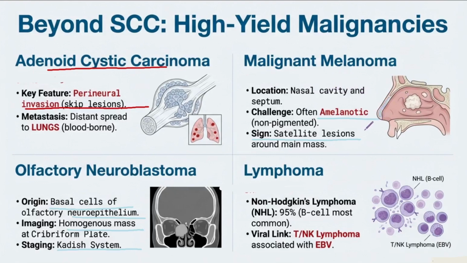And lastly, the olfactory neuroblastoma. That's a rare one. It arises from the smell receptors themselves, the olfactory neuroepithelium, right at the very top of the nose, dangerously close to the brain. It even has its own special staging system, Kadish staging.